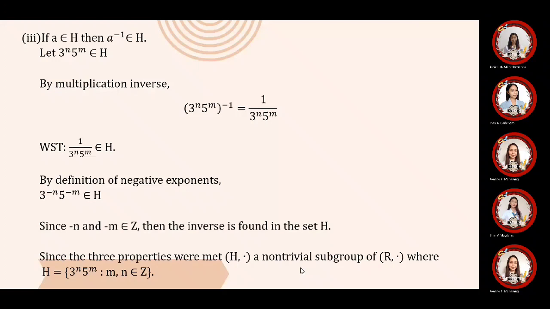H under multiplication is a non-trivial subgroup of R under multiplication, where H is the set of elements 3 raised to n, 5 raised to m, where m and n are elements of Z.